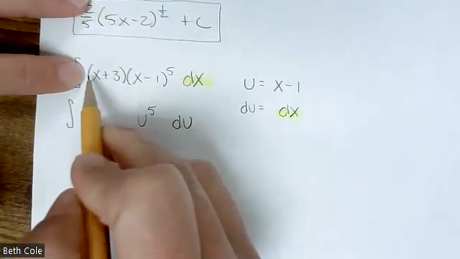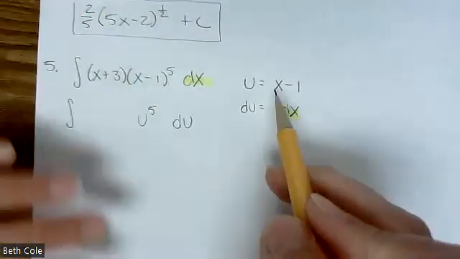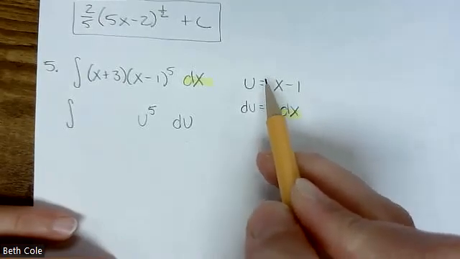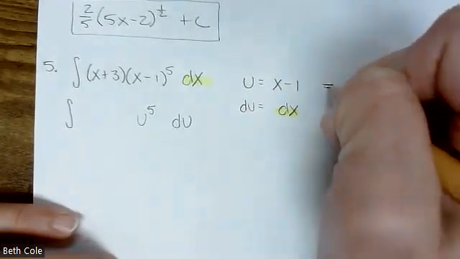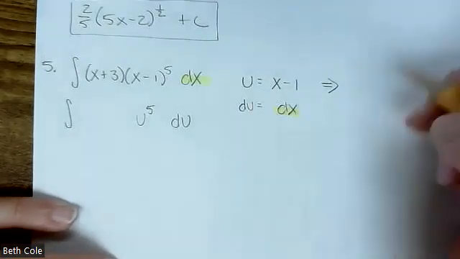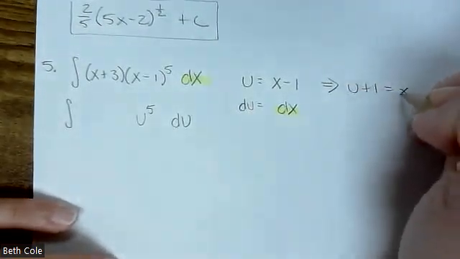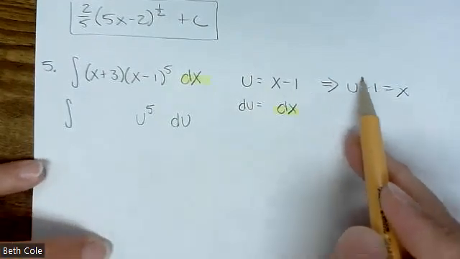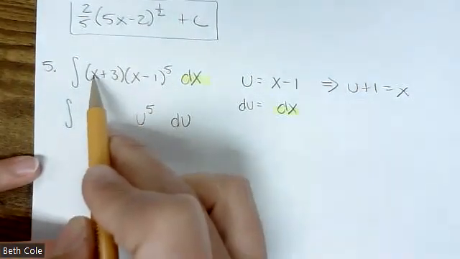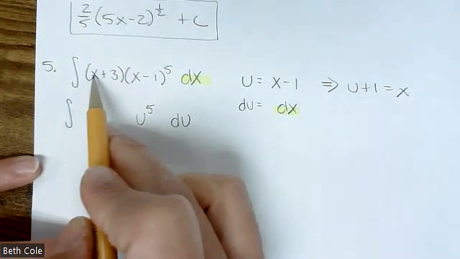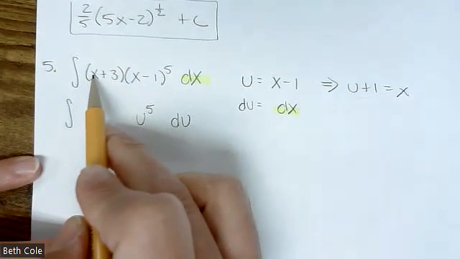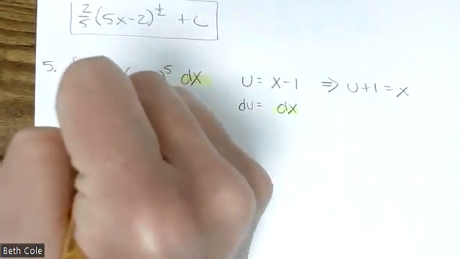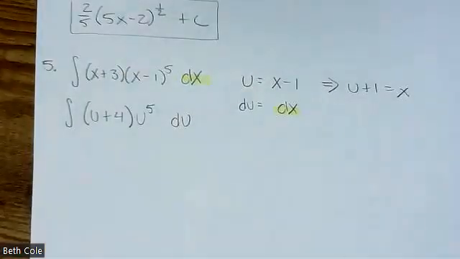Now over here, I need to substitute in for x. How could I get x by itself in this equation? This is like our algebra skills. Yep, u plus 1 equals x. I just rearranged that a little bit. And so in place of x, you're going to put u plus 1. So u plus 1 plus 3 is u plus 4. So we had to do a little bit of rearranging. I told you it was a bit of a curveball.